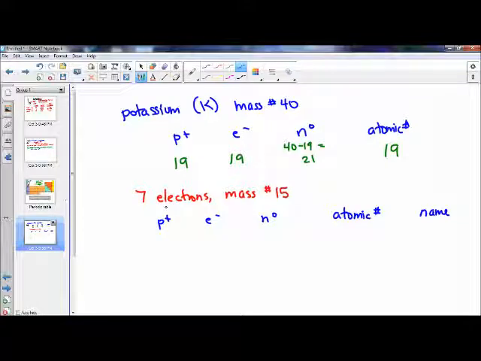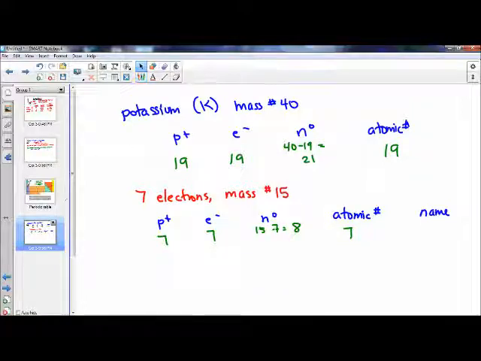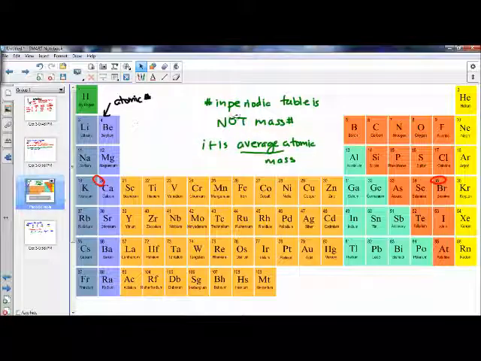Alright, so you have to go through the thought process. 7 electrons. Electrons and protons, you have to have the same amount of negative and positive. So that means it's 7 protons. You already know it's 7 electrons. 7 protons means the atomic number is 7. The neutrons is going to be 15, the mass number, minus the protons. So it's going to be a neutron number of 8. Alright, so let's go to the periodic table and find atomic number 7. There it is. That is nitrogen.